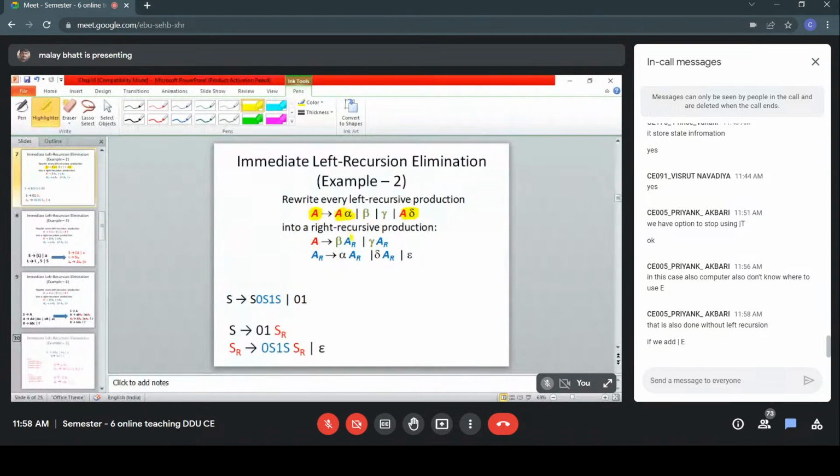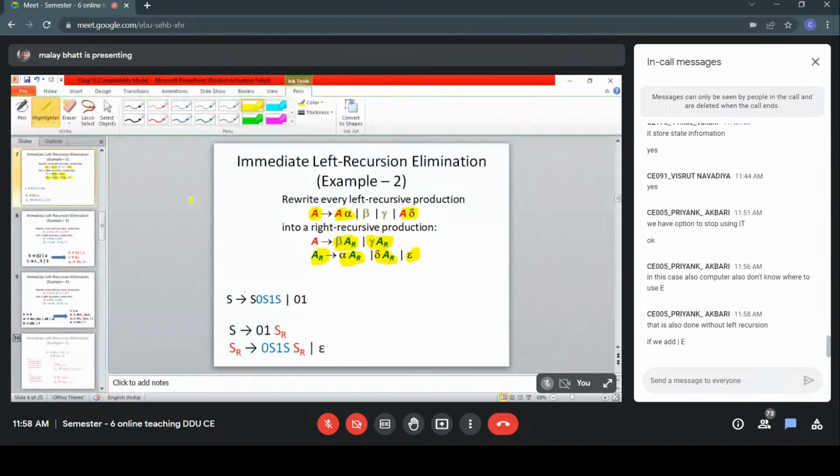So we'll rewrite as beta AR, a non-left recursive rule, gamma AR, again a non-left recursive rule, and for this AR, we'll write the remaining portion from the recursive rule, alpha AR, delta AR, which is also the remaining portion from the other rule, and we have last sigma.